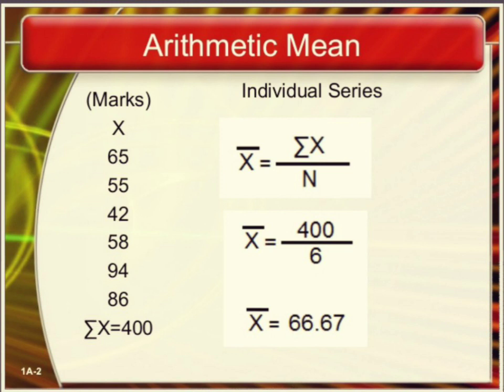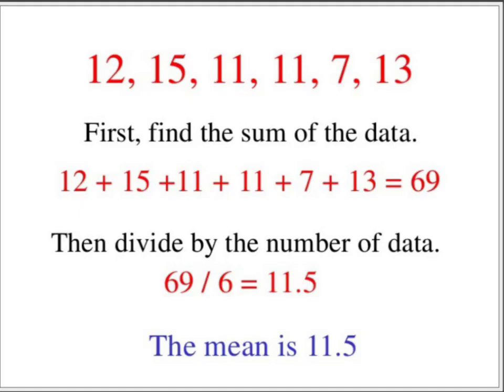Nothing is given except the marks. Whose marks or any information? Nothing. What you need to do, just total all the marks and you will get the sigma x. And how many times it occurs? It occurs 6 times. That means you get the n. So just divide it. 400 divided by 6 equals 66.67, and that is your answer of individual series.